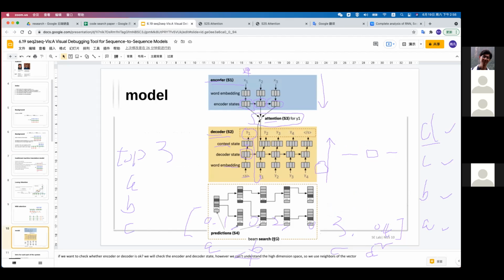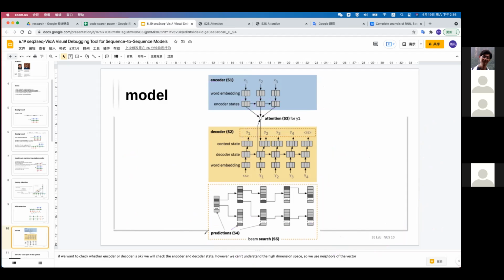Then it will go to a beam search. This is the fourth stage, prediction. You get a top 3 like A, B, C, and then these 3 words will go to a beam search. What is the beam search? It is related to sequence prediction. Because this is only for 1 word, then you will get another word, and this word will also get a top 3, maybe like 1, 2, 3.